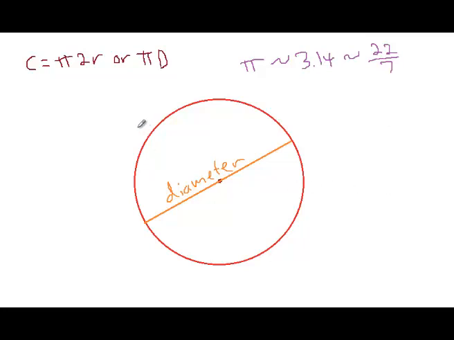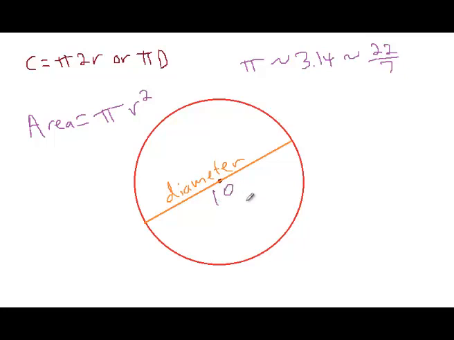So anyway, that's the circumference of a circle: pi times the diameter, or 2 times pi times the radius. Same thing. The area of a circle, on the other hand, is pi, again, times the radius squared, times the radius to the second power.